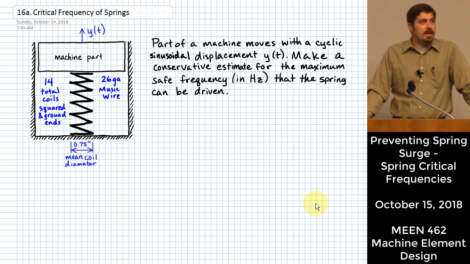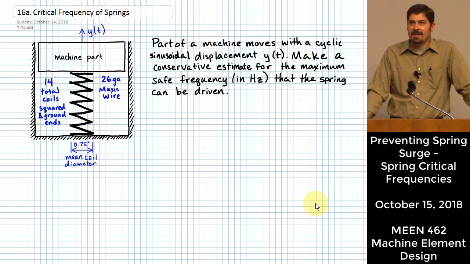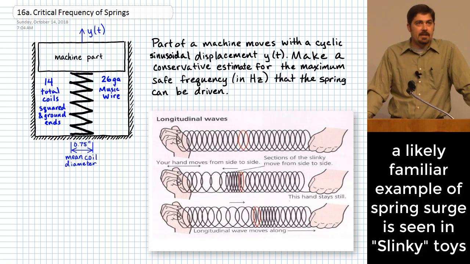The first example that we have today is a spring, and so that kind of goes along with what we've been talking about. Probably the easiest way to picture the effect that we're going to try to deal with in this first problem is to imagine a slinky. Have you all ever had a slinky as a toy?